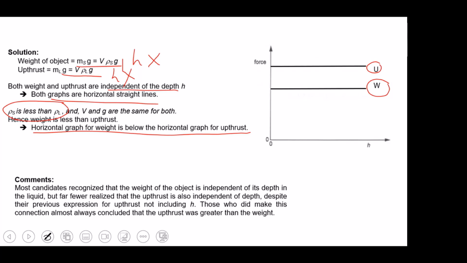Okay, the majority of the candidates realize that the weight is independent of depth, right? Because mg, right? But if you are aware that the upthrust is rho Vg, then you realize that it does not depend on h, right? So rightfully, there should be two horizontal lines, right? With one line on top of the other.